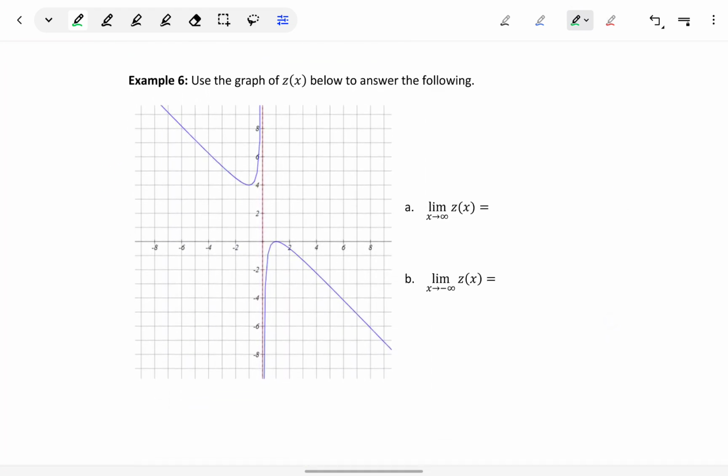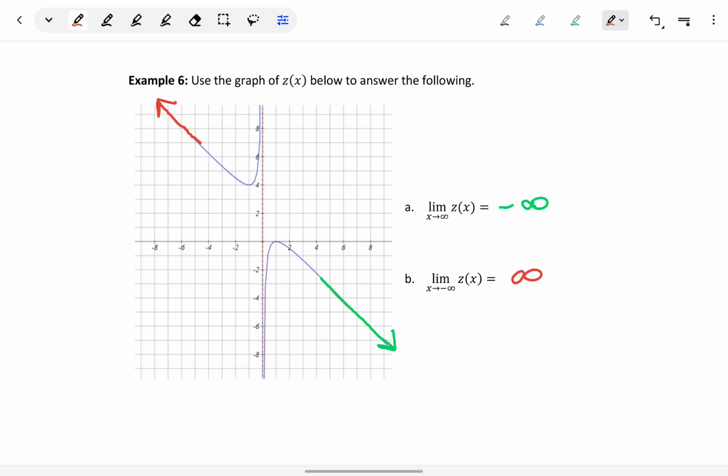In example 6, similar problem, but now we're going to see some slightly different behavior. In this case, as x approaches positive infinity, our curve is headed down. Our function values are getting smaller and smaller. So as x approaches infinity, our function value is approaching negative infinity. And as x approaches negative infinity, our function value is getting larger and larger. So our function value is approaching positive infinity.